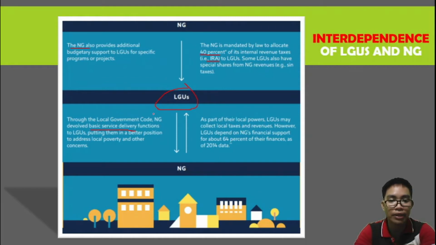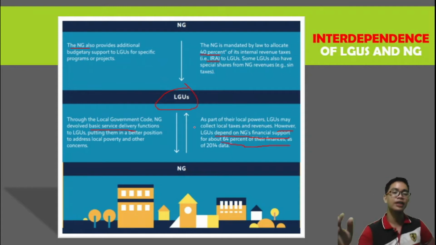Kung babasahin mo naman dito, as part of their local powers, LGUs may collect taxes and revenues. However, tingnan mo, LGUs depend on the national government's financial support for about 64% of their finances.